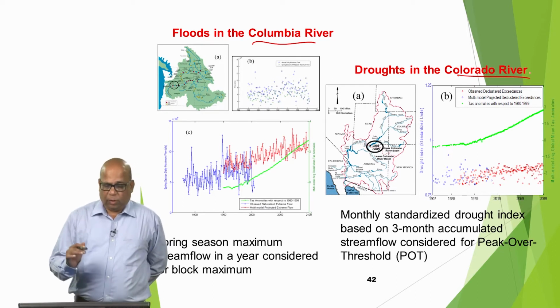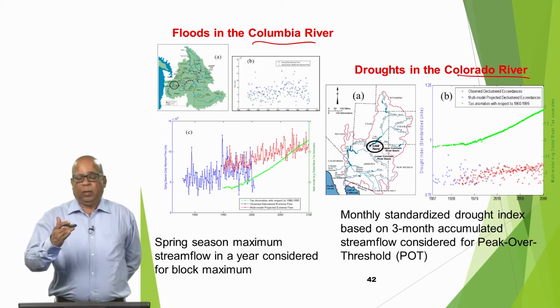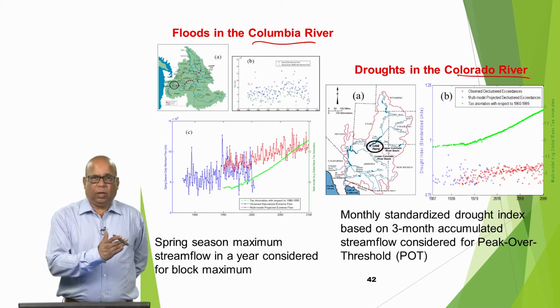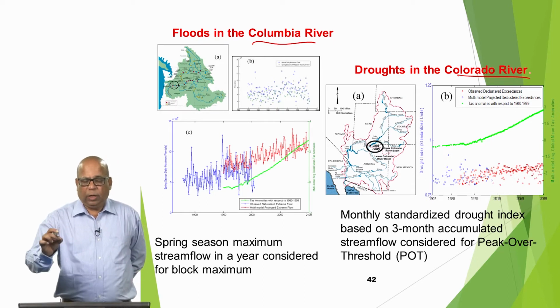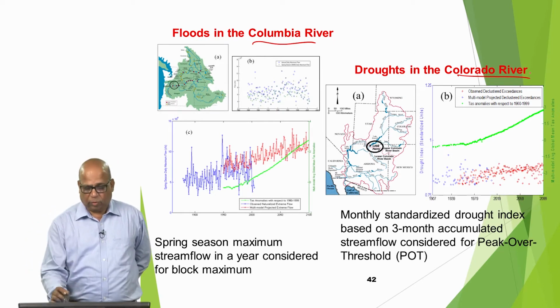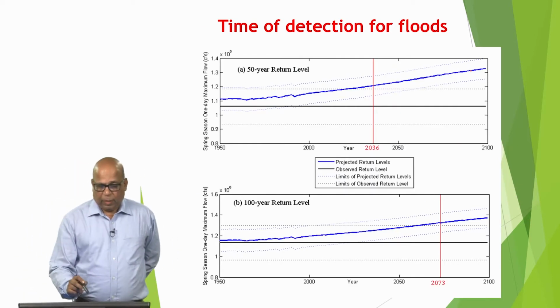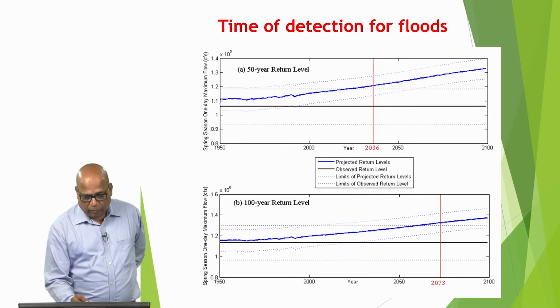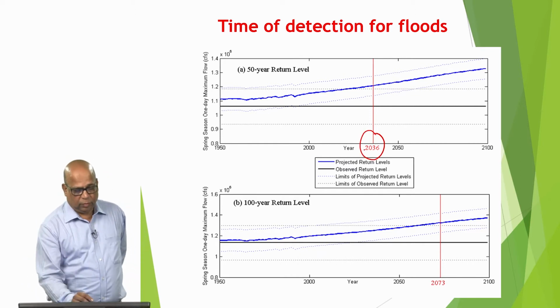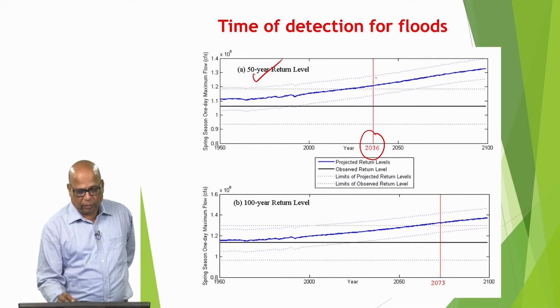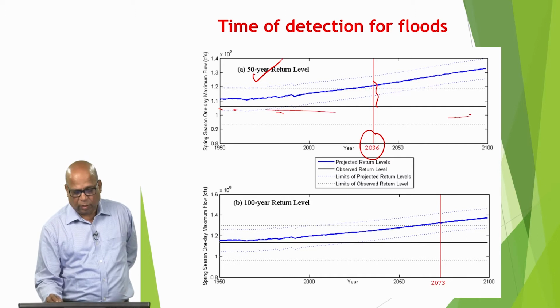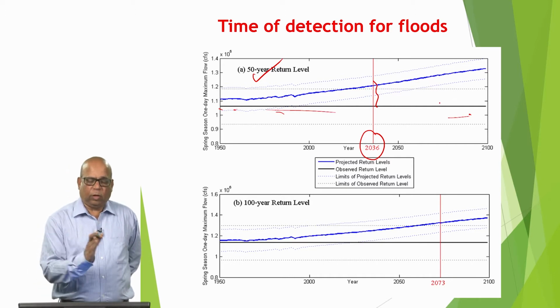We ask the question for floods in Colombia, if we estimate the historical return periods, how long into the future is it valid? That is the question. Similarly, for the droughts in the Colorado River. So, what we estimate is by around 2036, the 50-year return level will be significantly different from what was used. This is a stationary return level which was used based on the historical time period.